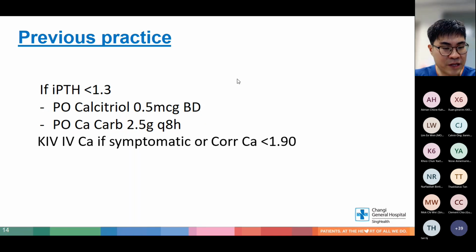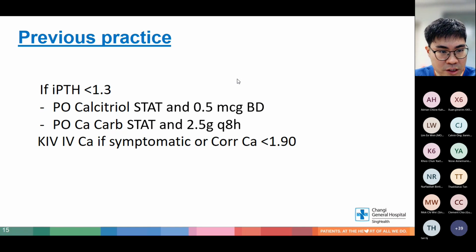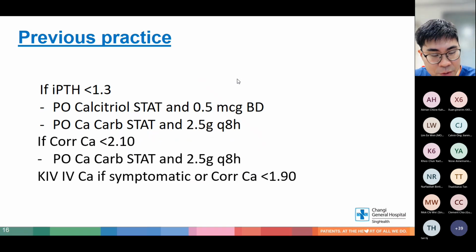Okay, so we have times when the calcium was missed out, so we started to add this line to it. But what was the problem with this set of instructions? Again, because we don't have the stat dose. So that was when we had those issues where they ordered it, but because it was after hours and there was no stat dose, the medication did not get served until the following morning. What was the next set of problems that we had?